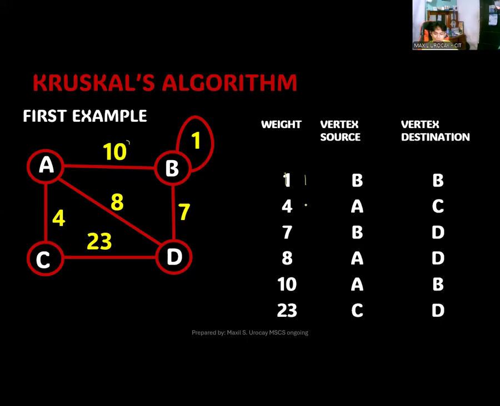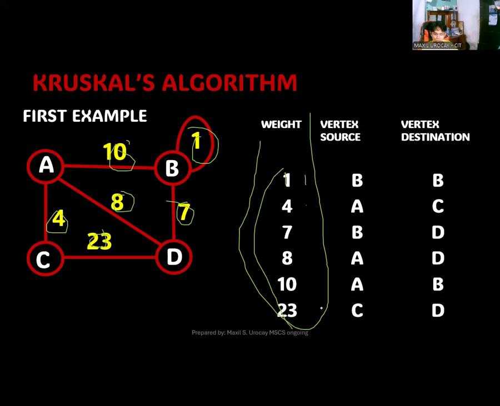So we have edge weights 1, 4, 7, 8, 10, and 23, sorted here in your table. You also have the source vertex as well as the destination vertex. What will be the source of the 1? The source is B and the destination is C.